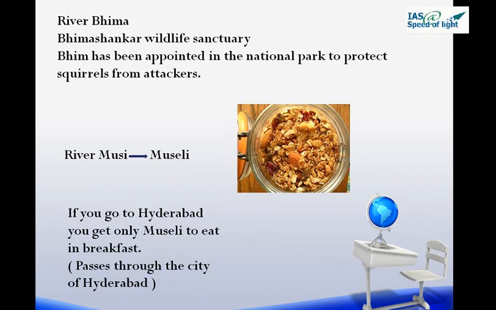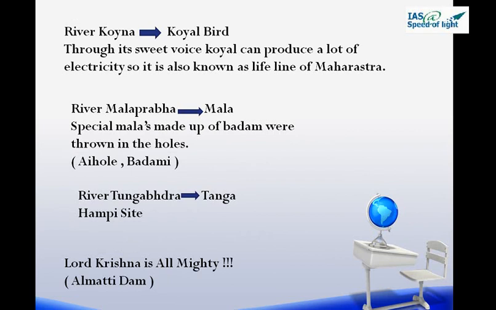Coming to the next river, it was river Koyana or Koyal Bird. Koyal Bird has a very sweet voice, we all know that. So through its sweet voice, it can produce a lot of electricity. Just see the picture where Koyal Bird is singing in her beautiful voice, and it is producing electricity by magic, because of the magical voice of Koyal Bird. So it is also known as the lifeline of Maharashtra. So river Koyana, it is the lifeline of Maharashtra.